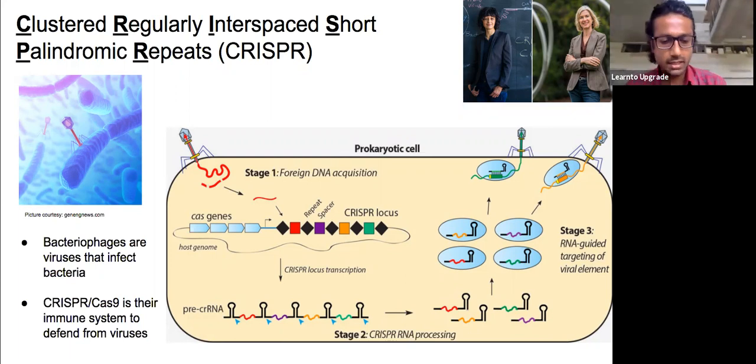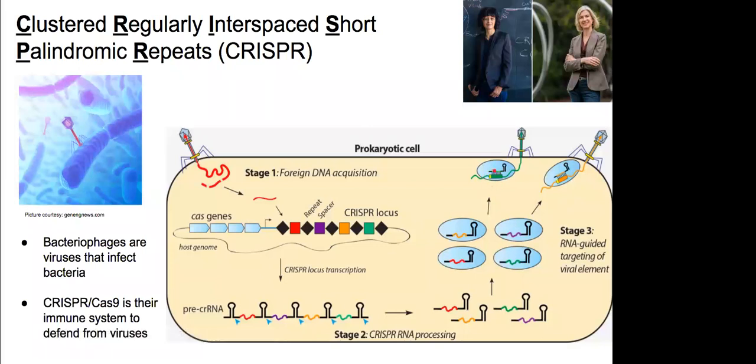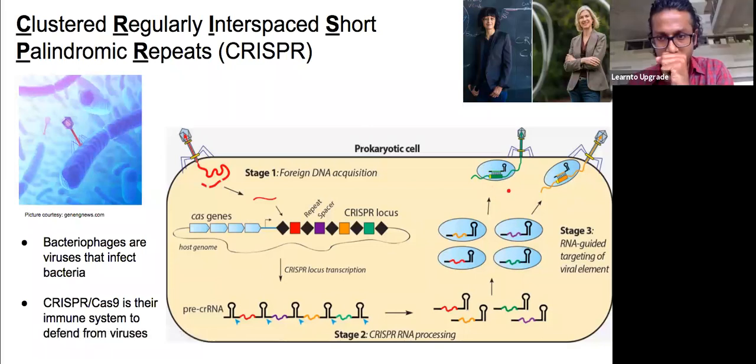Okay, how can I help you here? Let me, okay, this is better. Here, can you see the pointer now moving around? Yes, yes.